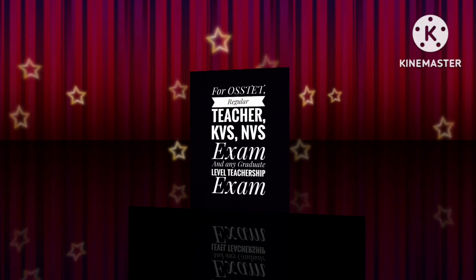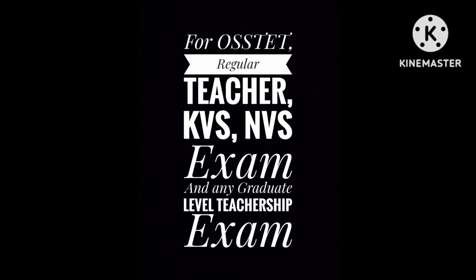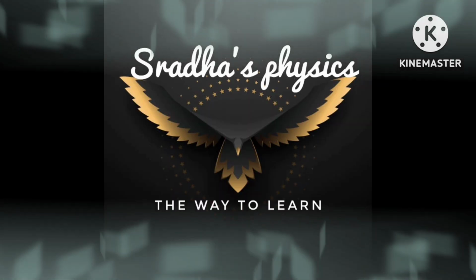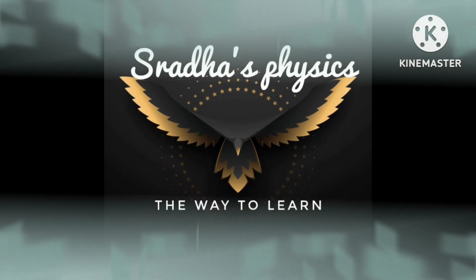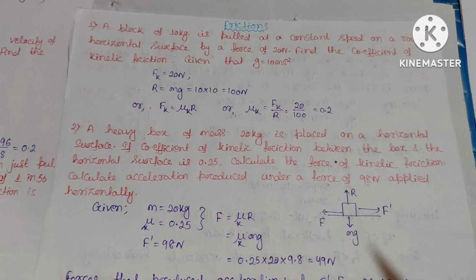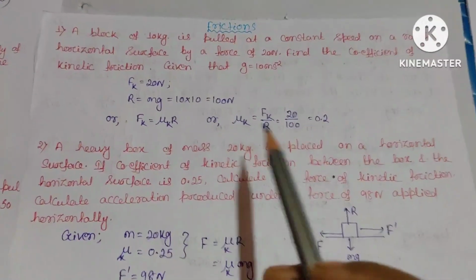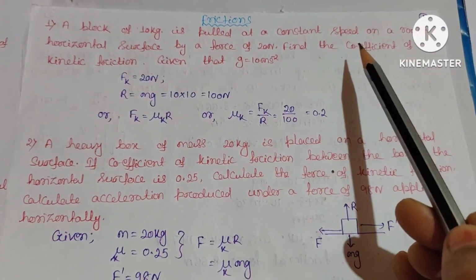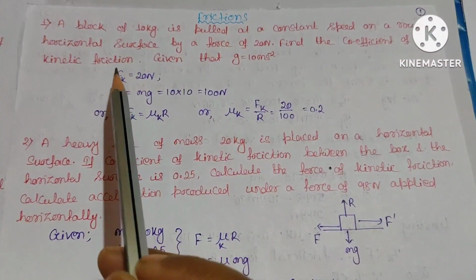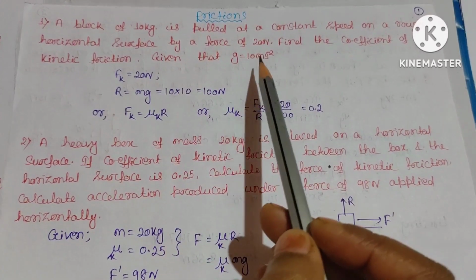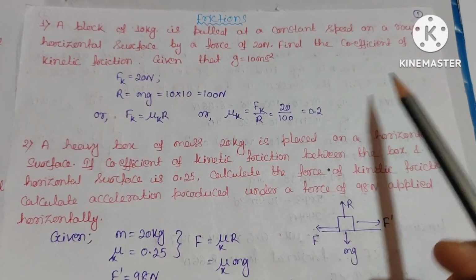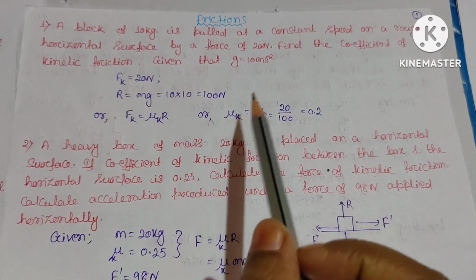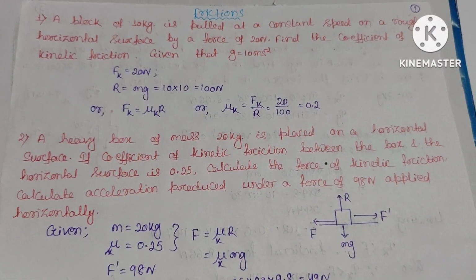This video is specially for the aspirants who are preparing for OSSTD, KVS, NVS, regular teacher or any graduate level teacher exam. Some problems related to friction. The first question is, a block of 10 kg is pulled at a constant speed on a rough horizontal surface by a force of 20 Newton. Find the coefficient of kinetic friction. Here g is given as 10 meter per second square.